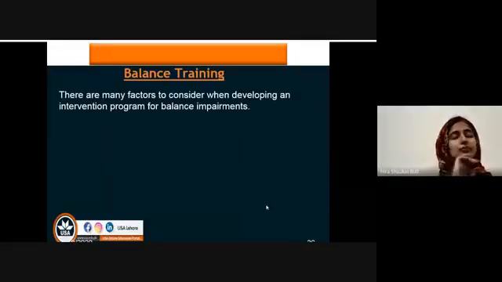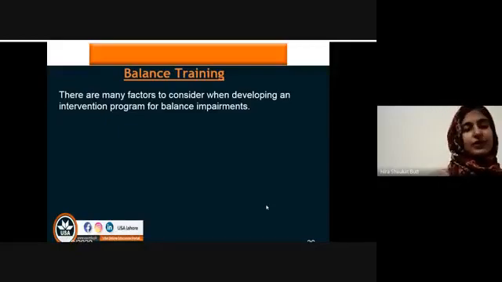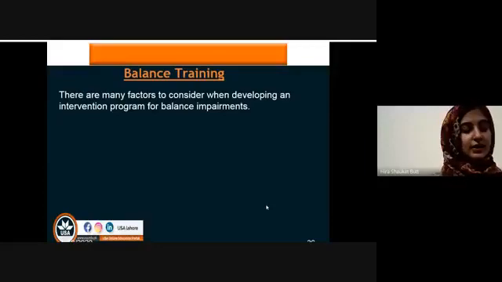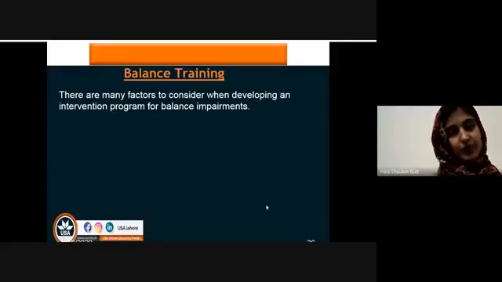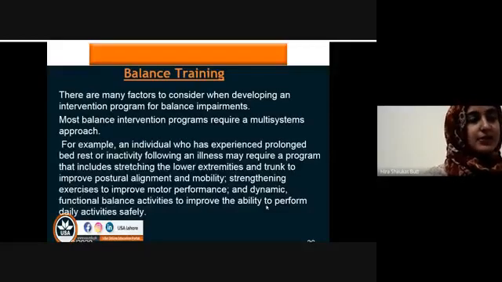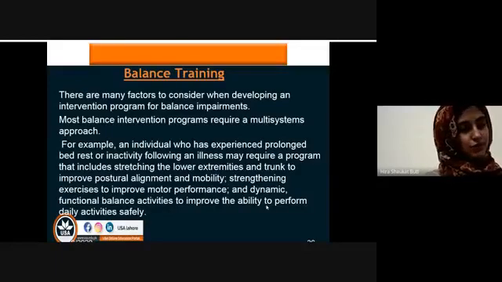So now we have assessed the balance, we have taken the history, we have finished our examination portion. So now what to do for the balance training? Obviously, being physiotherapists, we have specific regimes through which we can train balance exercises. We can train them towards rehab, towards the restoration of body balance. For balance training, there are many factors to consider when developing an intervention program for balance impairment, and most balance intervention programs require a multi-systems approach.